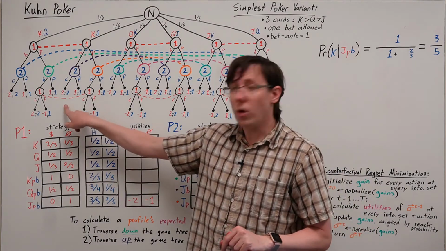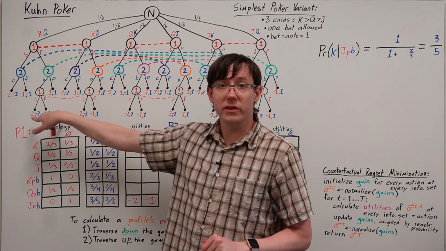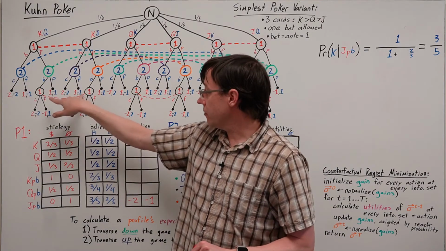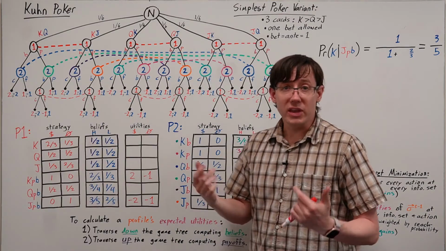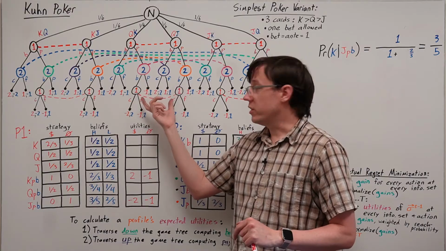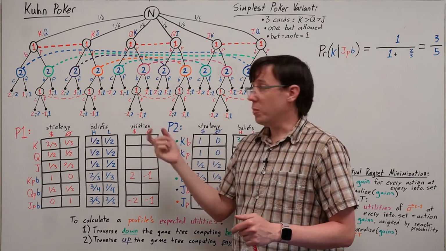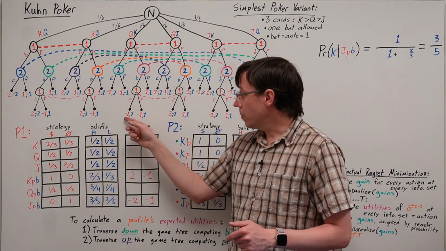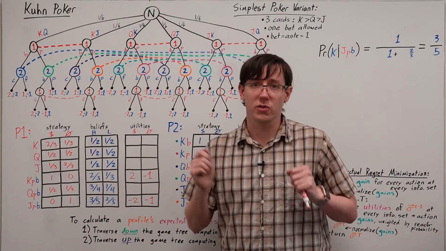Similarly, when player 1 is holding a king, if they call, they will always get +2, and if they fold, they will always get -1. But at the information set where player 1 is holding a queen, if they fold, they'll still get -1, but if they call, they could get -2 or +2, depending on which card player 2 is holding.